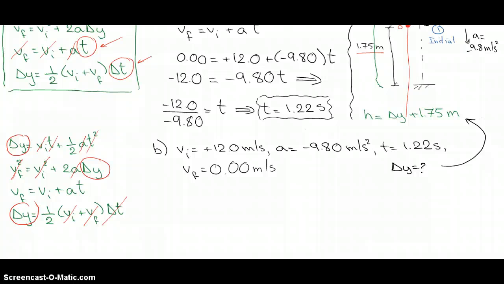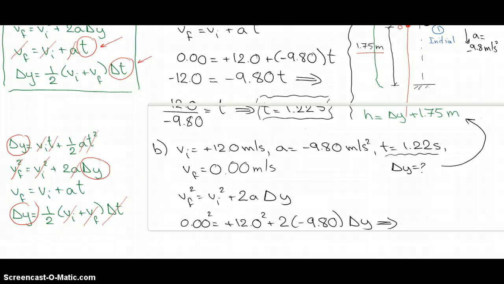I like to use the one that does not include something that you found. Because what if you made a mistake in number 1? Then you will make a mistake in number 2. But you are free to use any one you want. So I will use the second one. This is the formula I will use. And now I will substitute and I will solve for y.